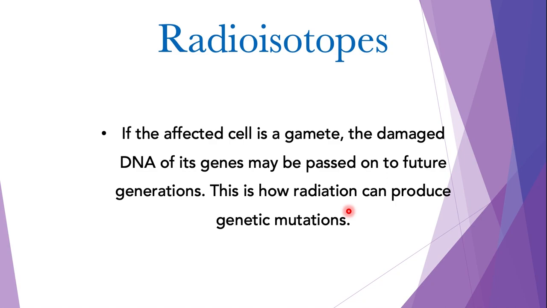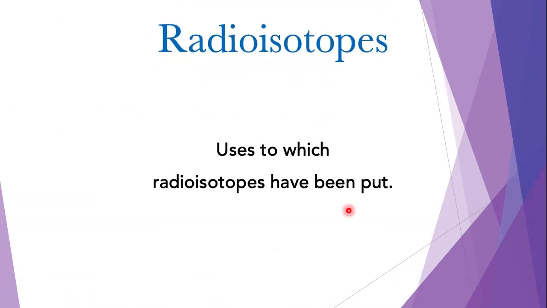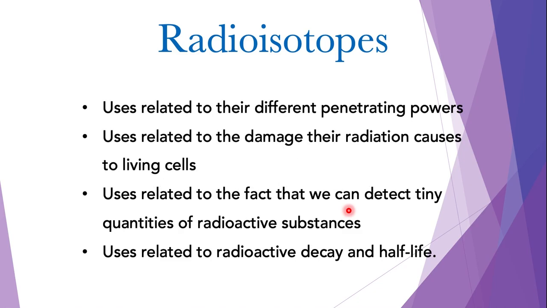So today we know more about radiation and the safe handling of radioactive materials than ever before. Knowing how to reduce the hazards of radiation means that we can learn to live safely with it and put it to many worthwhile purposes. So now we're going to see some of the many uses to which radioisotopes have been put. We will look at these uses in 4 separate groups. 1. Uses related to their different penetrating powers. 2. Uses related to the damage their radiation causes to living cells. 3. Uses related to the fact that we can detect tiny quantities of radioactive substances. And 4. Uses related to radioactive decay and half-life. So, let's start with uses related to penetrating power.